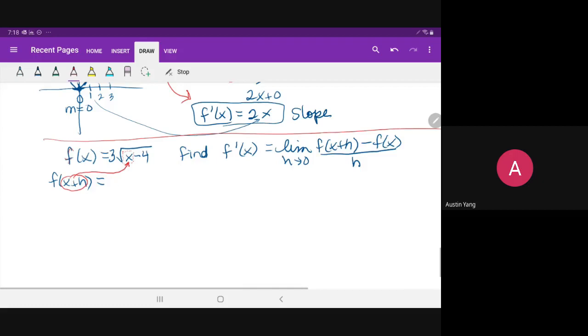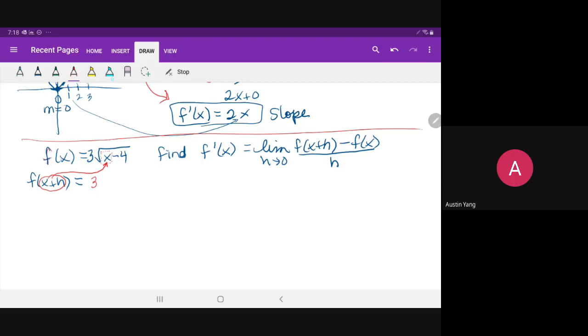Okay, so this one is 3 radical empty minus 4. And the empty is you're shoving an X plus H into the empty spot. I like to find that separately because that's the thing I always miss. So if I focus on that, then I'm good. So it says take F of X plus H, which is this, minus 4 outside the radical, minus F of X. F of X is 3 radical X minus 4. You just recopy F of X and then divide it by H.